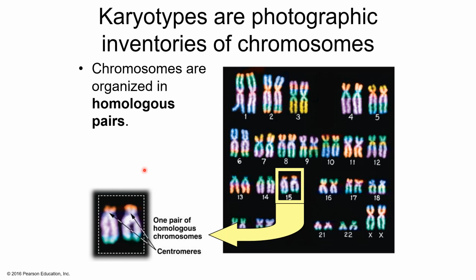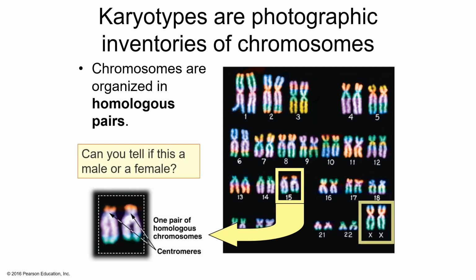So from a karyotype, you can tell if you have the correct number of chromosomes. You can tell the sex of the individual, whether they are male or female, but you're not really going to be able to tell whether that person is going to be tall or whether they're going to have blue eyes or brown eyes. You're not going to be able to tell that just by looking at their karyotype. So that's what a karyotype is all about.